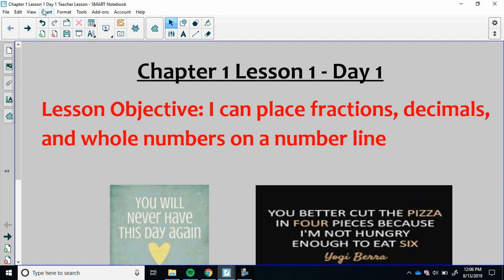Today we're going to talk about Chapter 1, Lesson 1, Day 1. We're going to split this lesson into 2 days. Our lesson objective is to be able to place fractions, decimals, and whole numbers on a number line.